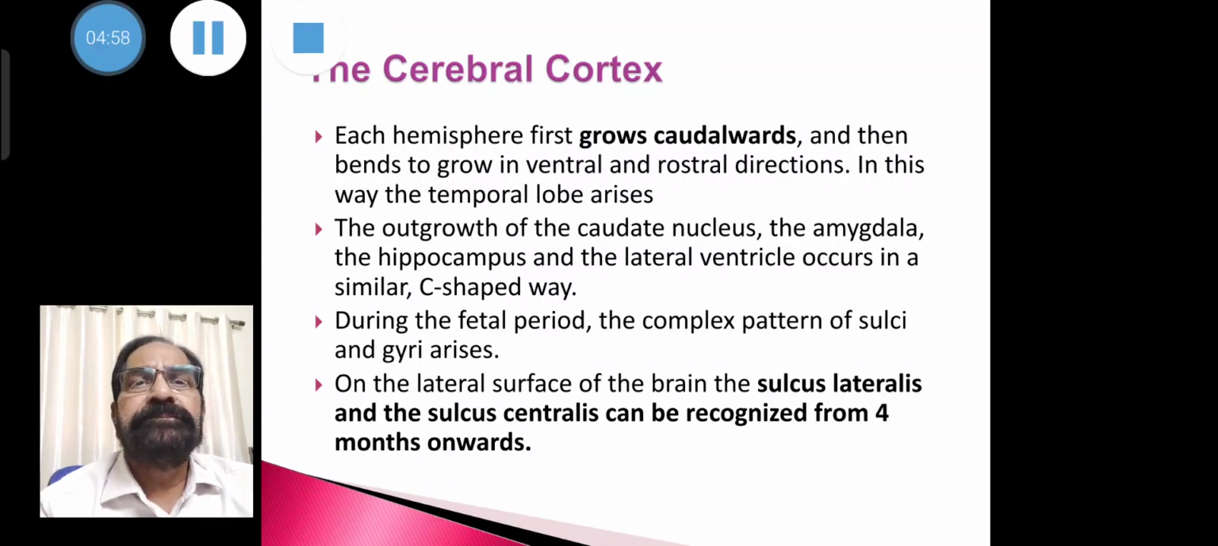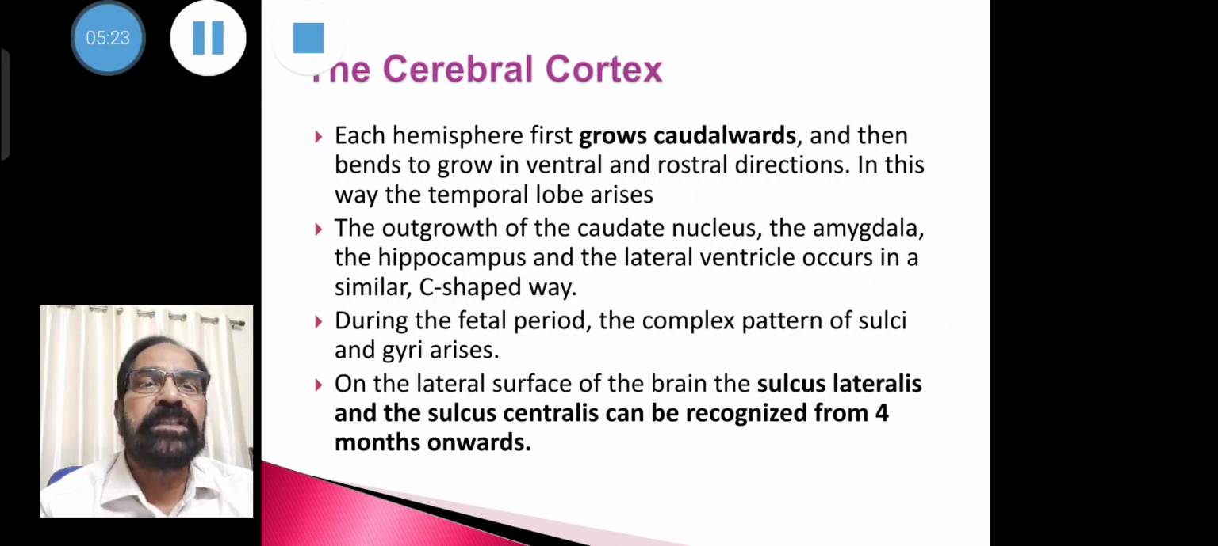Cerebral cortex. Each hemisphere first grows caudalwards, then bends to grow in the ventral and rostral directions. In this way, the temporal lobes arise. The outgrowth of the caudate nucleus, the amygdala, the hippocampus, and the lateral ventricle occurs in a similar C-shaped way. During the fetal period, the complex pattern of sulci and gyri arises.